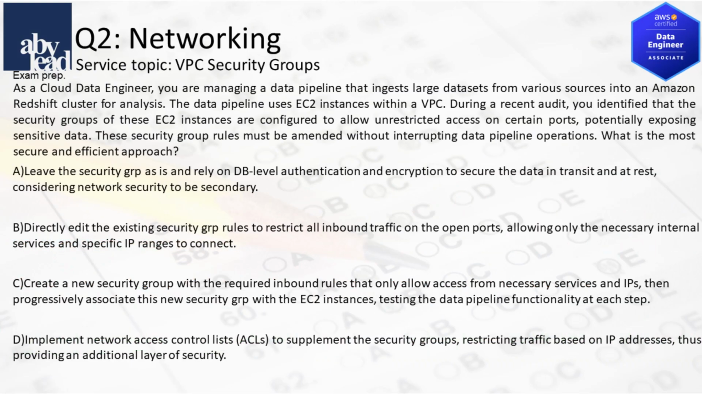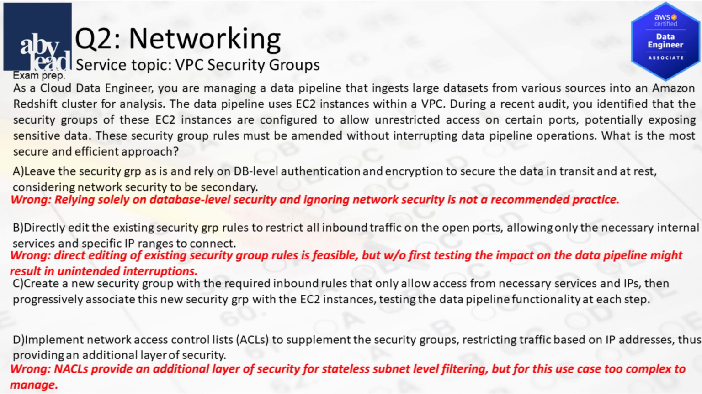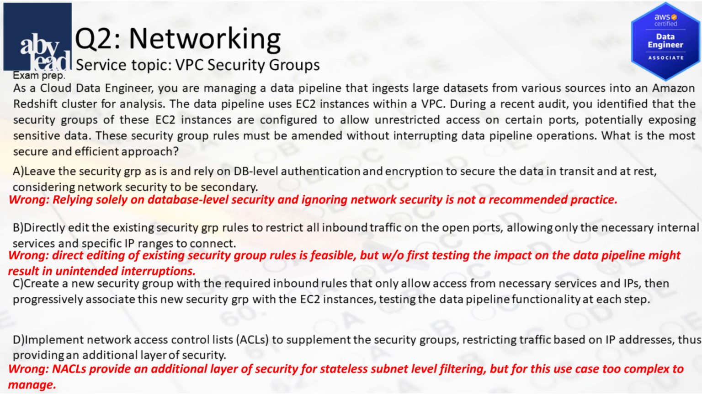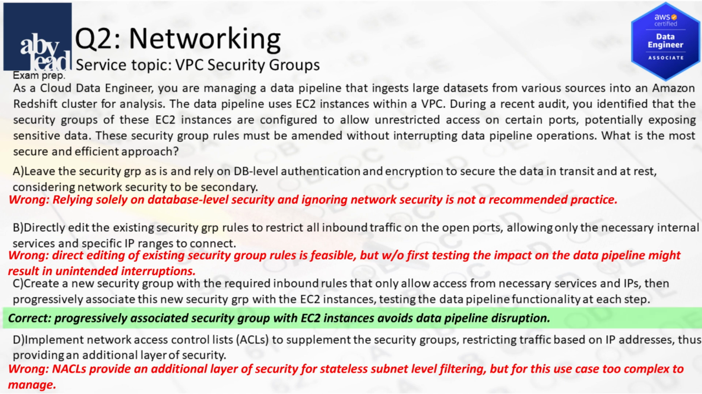Question 2. How do you resolve security group with unrestricted port access without interrupting data pipeline on EC2 instances? Impact testing of the data pipeline results in interruptions, and NACLs are too complex to manage. Besides, ignoring network security at all isn't recommended. In contrast, progressively associated security groups with EC2 instances avoid data pipeline disruption.